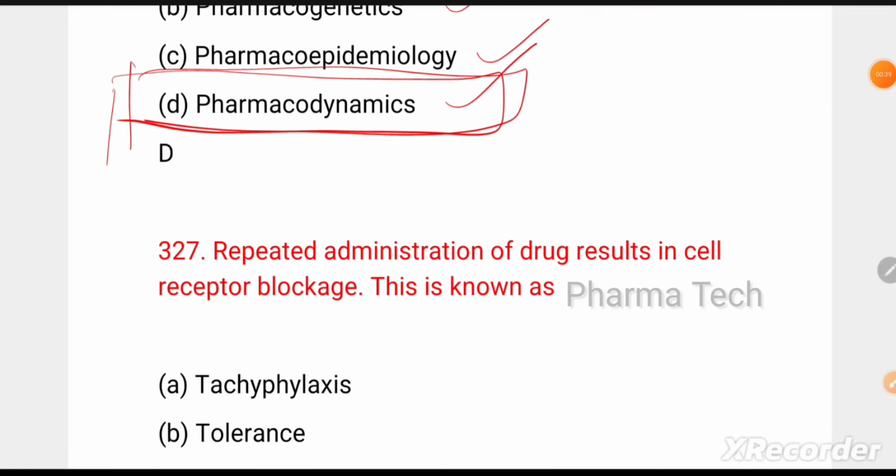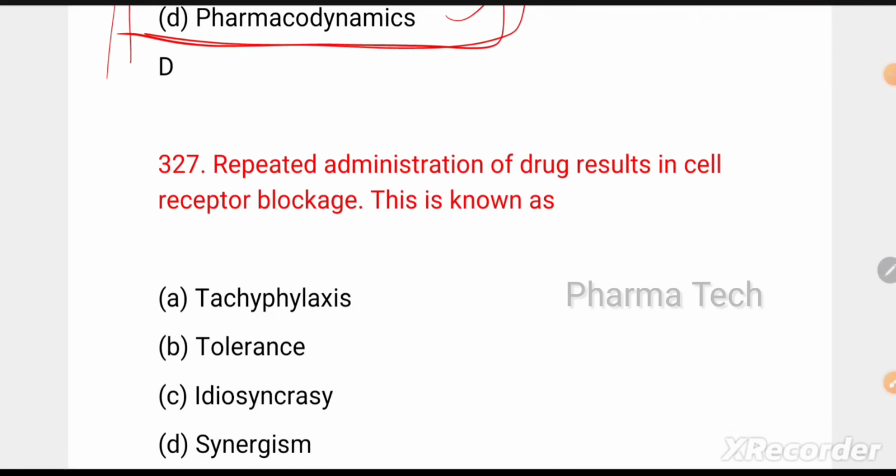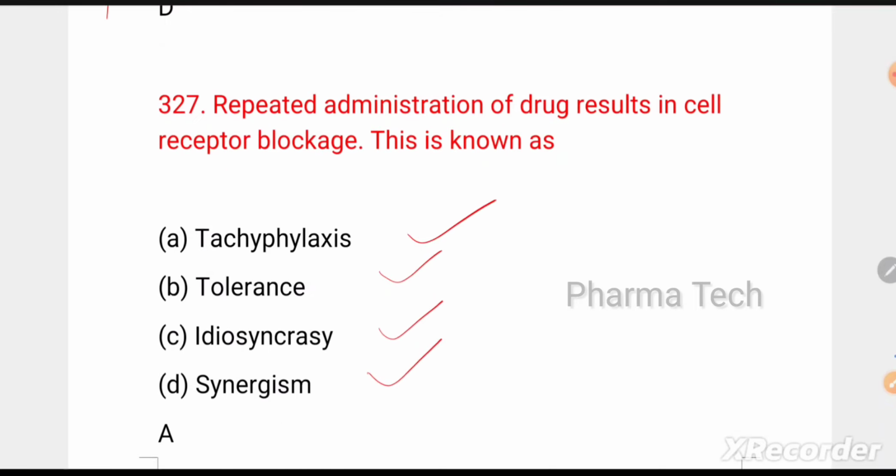Next question: repeated administration of a drug resulting in cell receptor blockage is known as? Tachyphylaxis, tolerance, idiosyncrasy, synergism. Answer is A, tachyphylaxis. Repeated administration of a drug resulting in cell receptor blockage is known as tachyphylaxis.